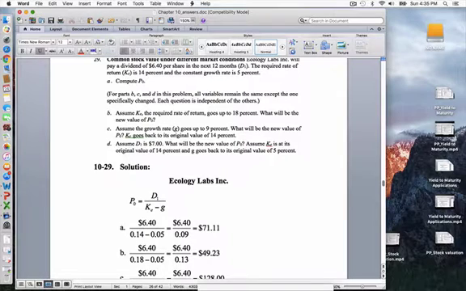So that was the original value of the price. Now required rate of return goes from 14 to 18%. Growth rate stays the same. Now you see how the stock price goes down.